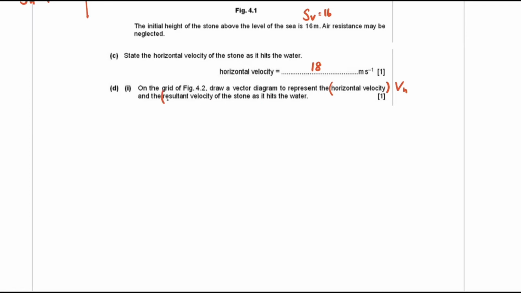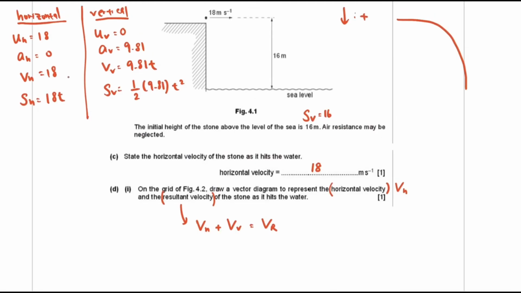And the resultant velocity. How to draw the resultant? The resultant velocity is the horizontal plus the vertical final velocity. Horizontal we know already. Horizontal final velocity is 18, so VH is 18. How about VV? VV we have to calculate.